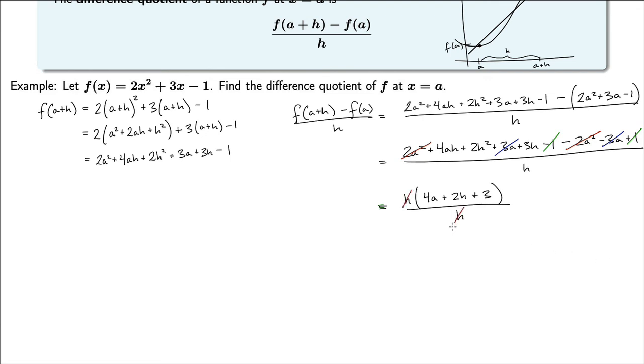Now you have to be very careful, because when you cancel something out, that is assuming that it's not equal to 0. So I end up with the 4a plus 2h plus 3, but it's only actually equal if h is not equal to 0, because you're not allowed to cancel out 0. Now if h was equal to 0, of course the original difference quotient would not have been defined. So this is the difference quotient of the function 2x squared plus 3x minus 1 at x equals a.